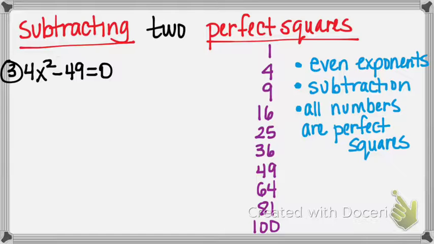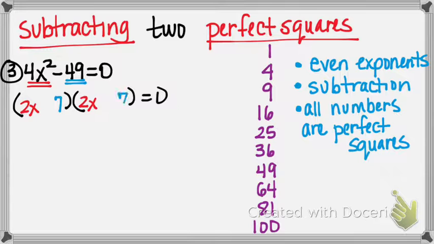So we have subtraction, we have even exponents, and 4 is in this list, and so is 49. So we're going to make our 2 parentheses. So what will we multiply to get 4x squared? 2x times 2x, put that in the front, because 2x times 2x is 4x squared. And what multiplies to be 49? 7 times 7, that will go in the back. One has to be addition and the other one has to be subtraction.